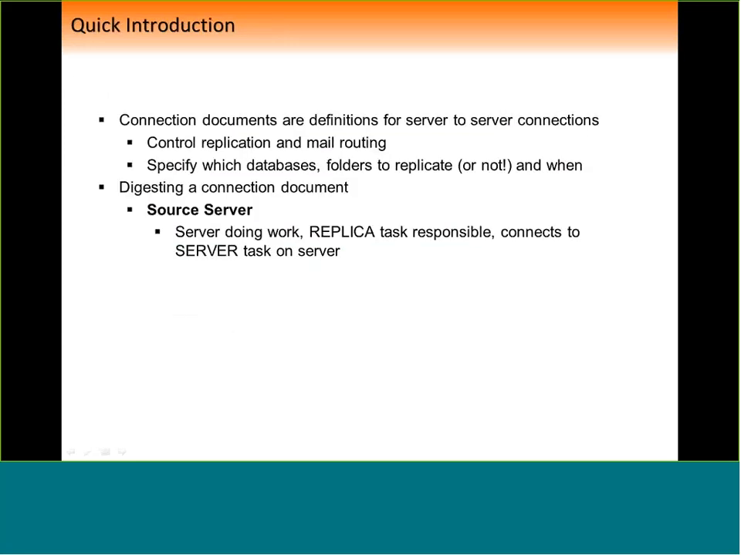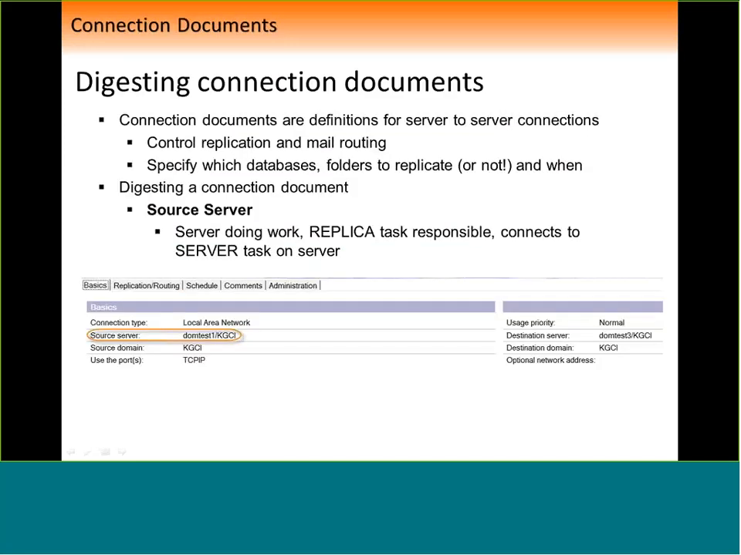Now let's go ahead and take a look at connection documents. Because again, this is basically the brains behind the muscle telling the replica task when it needs to actually do its work. What you're going to see here on the basics tab, we actually have our source server, and on the right side, we actually have the destination server.